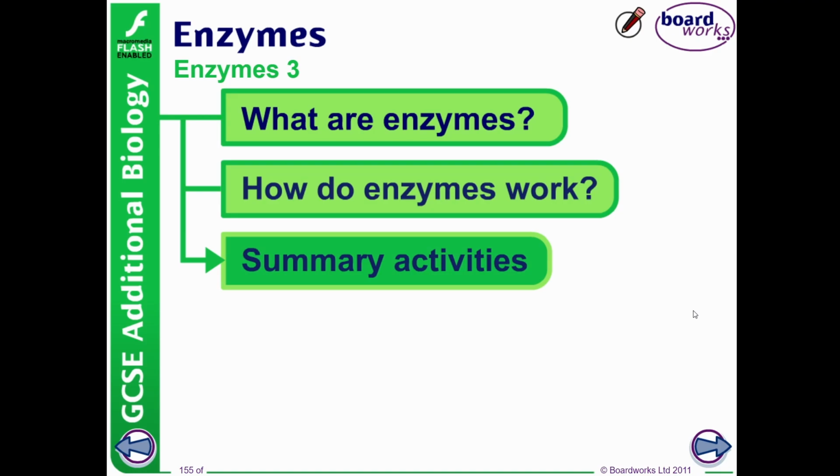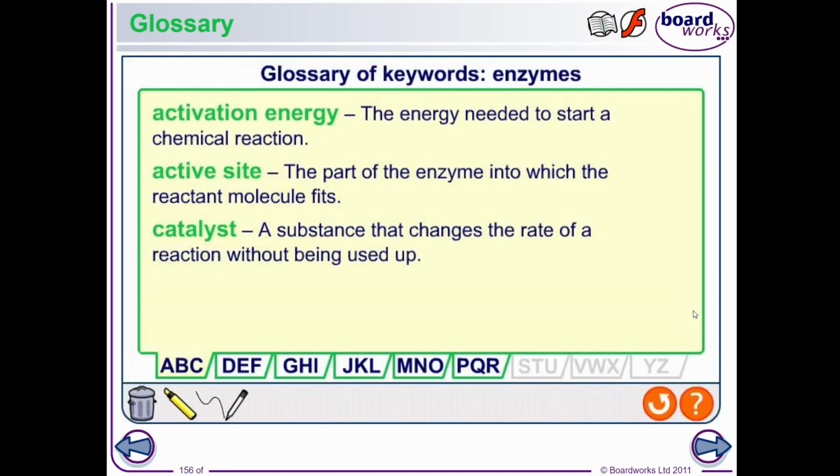And just a little bit more on enzymes. Here is a quick glossary of things like what is activation energy, which is the energy needed to start a chemical reaction, or active site, the part of the enzyme in which the reactant molecule fits. Don't forget that enzymes are catalysts because they speed up chemical reactions, and a catalyst is any substance that changes the rate of a reaction without being used up itself. And enzymes are always ready to go after they've catalyzed a reaction. They're not used up or broken down during that chemical reaction they facilitate.